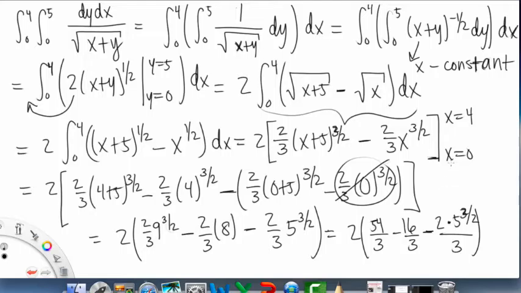And our final answer is, I guess the simplest way you could write it is 76 over 3 minus 4 times 5 to the 3 over 2 over 3. That's the simplest way you can write it without a calculator. So, oh, I drew the line through the answer. Okay, wait for it. Okay, so that's the answer for that problem.